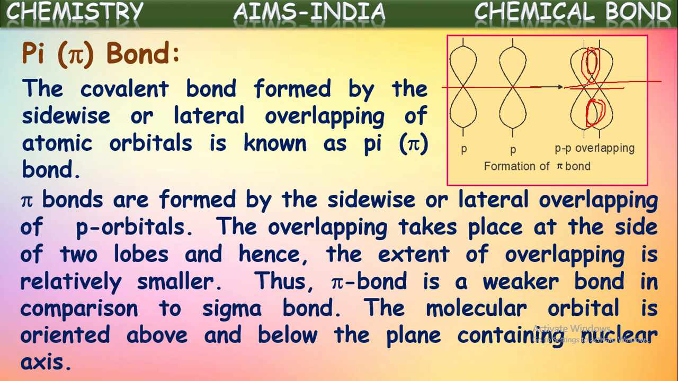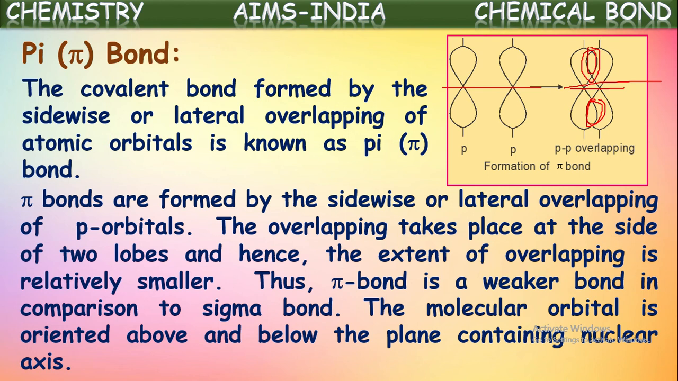Okay, these are two kinds of covalent bonds. The covalent bond formed on the axis of nuclei, by end to end overlapping of atomic orbitals, results in the formation of a sigma bond. If the overlapping of atomic orbitals is sideways or lateral, that is perpendicular to the axis of nuclei, then the covalent bond formed is called a pi bond. A pi bond is weaker than a sigma bond.